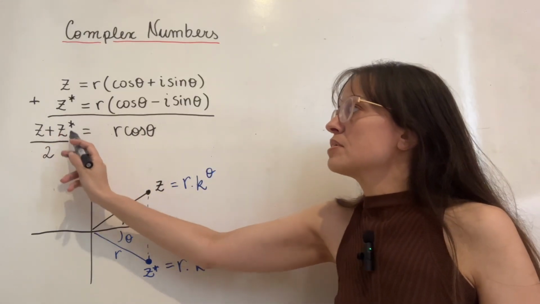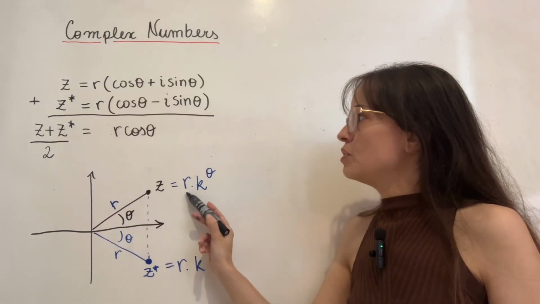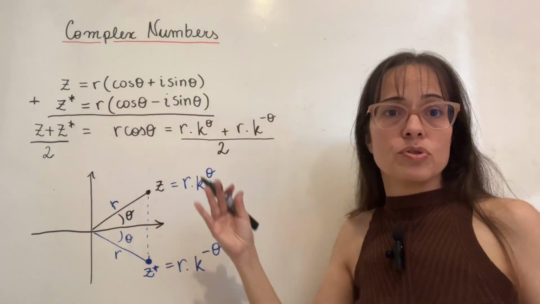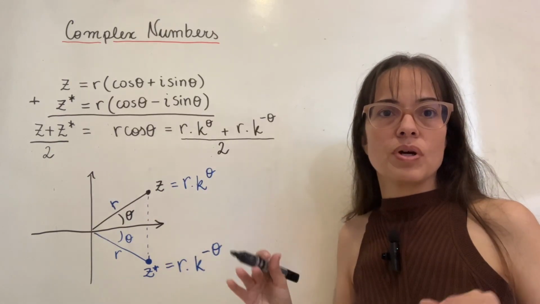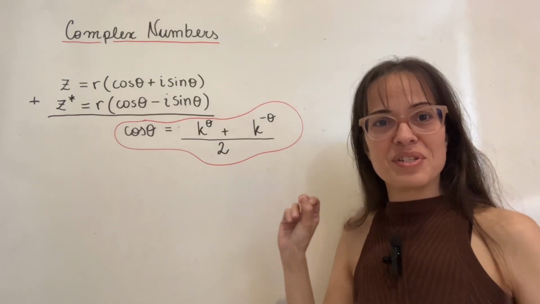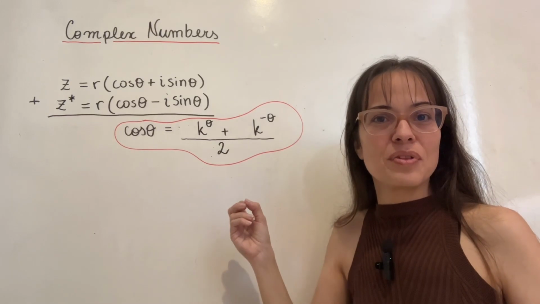It's z plus z star over 2, so it's going to be this plus this over 2. And now the r's are going to cancel out from both sides of this equation, right? I can divide both sides by r. That is already a very interesting expression for the cosine of theta.